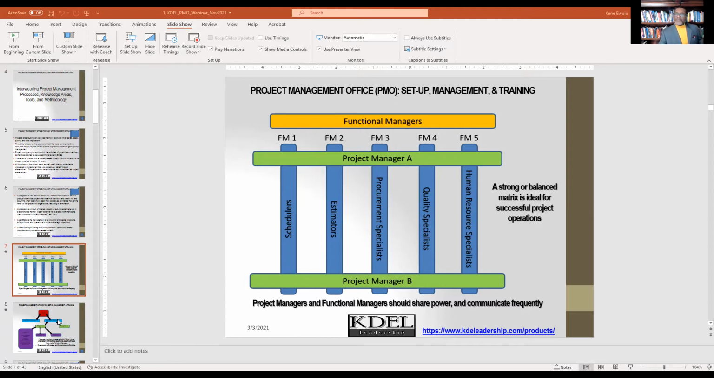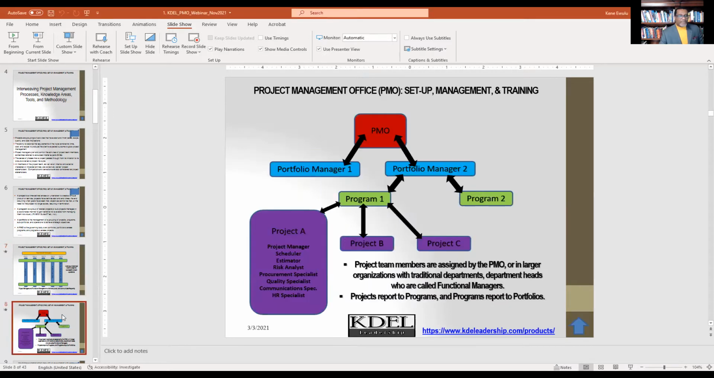And then, of course, I want to show you that relationship between the functional manager, the PMO, and the rest of the group. As I said, the PMO is the governing body, and the portfolio managers report to the PMO. Now, the program managers report to the portfolios. And then the projects report to the programs. So in effect, projects report to programs and programs report to portfolios, and then the portfolios report to the project management office.